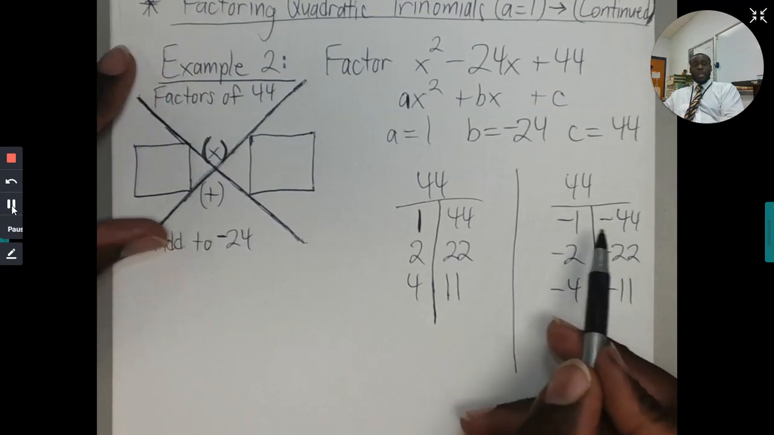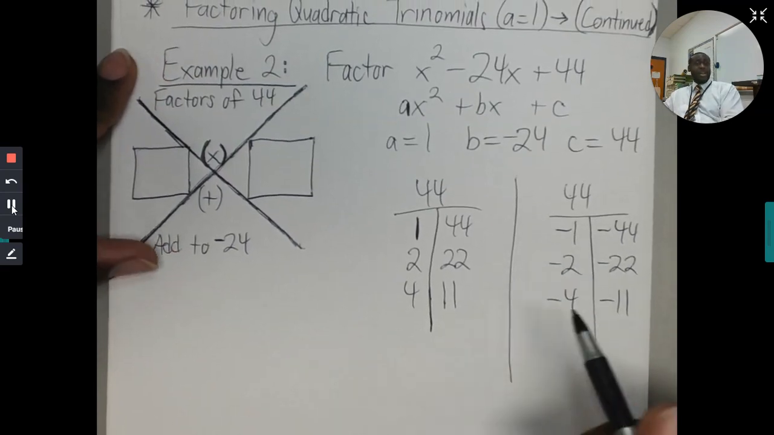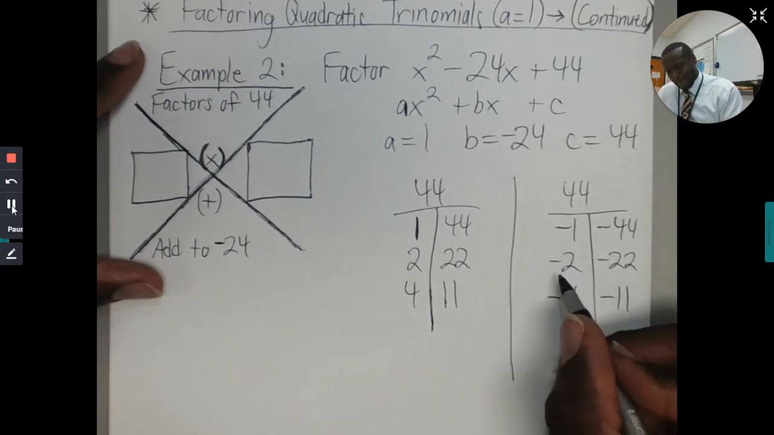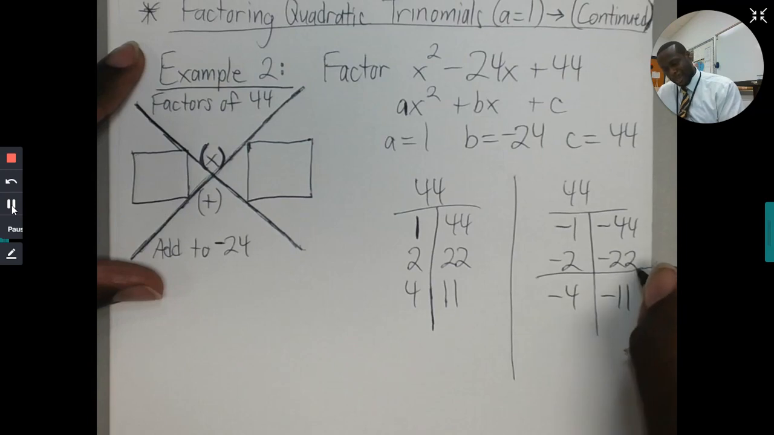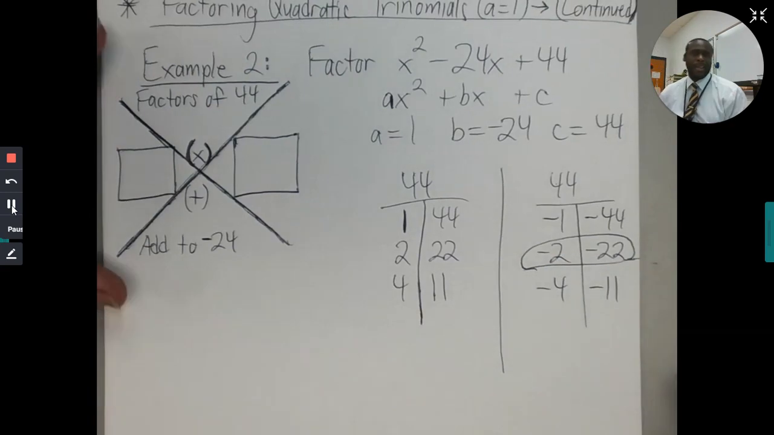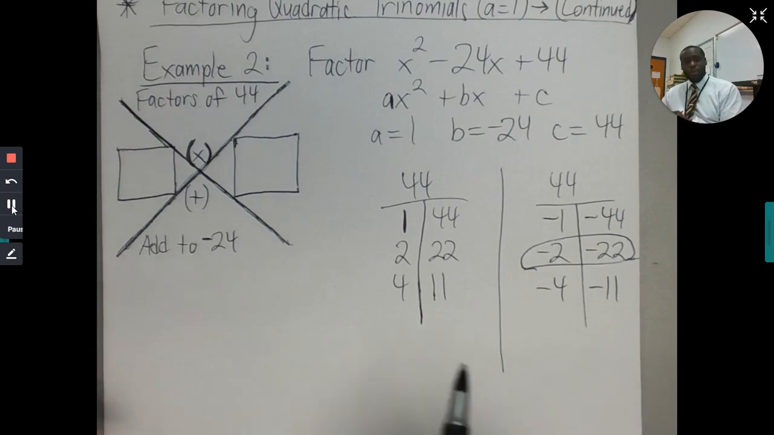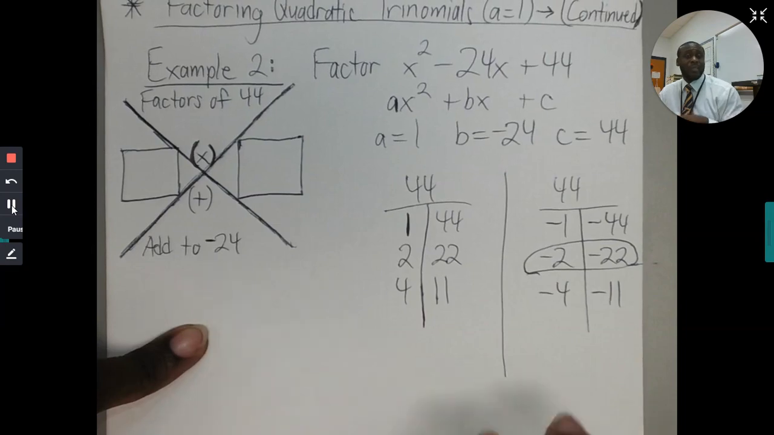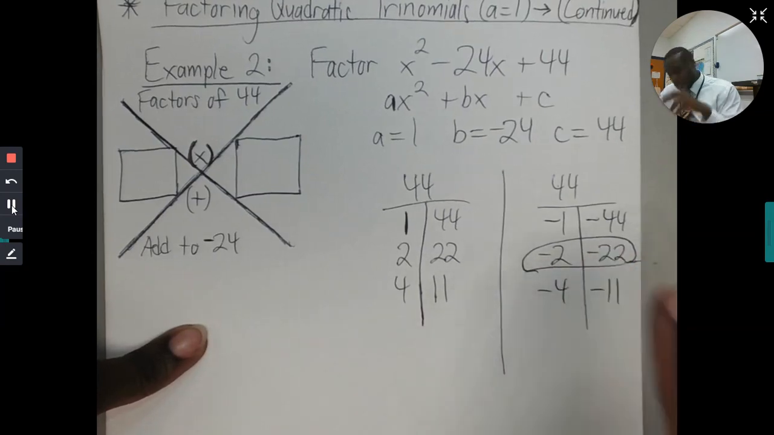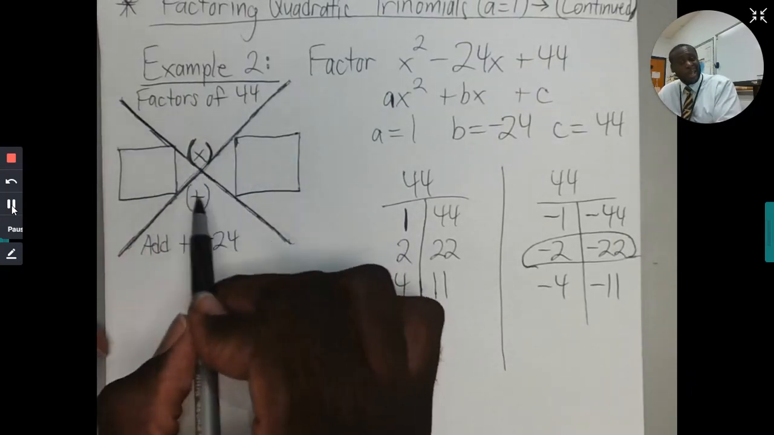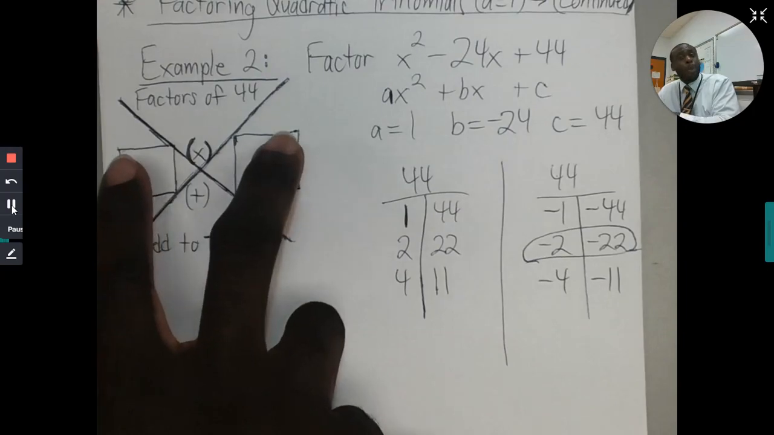Okay, so when we use these negative factors, some of you are looking and saying, okay, I see something that can add to negative 24 right there. All right, so negative 2 and negative 22. Those are the two factors of positive 44 that will add to give you negative 24. And so again, when you do your Delta Math assignment that looks like this, you'll have to fill in these two boxes.